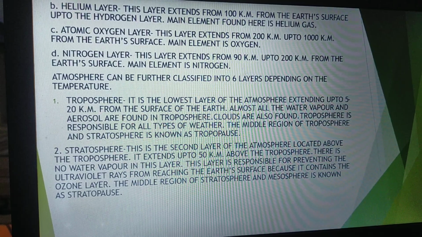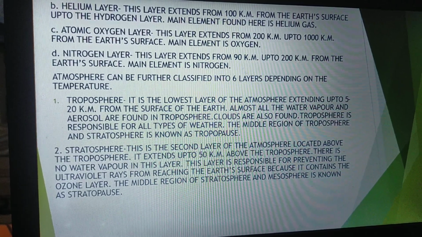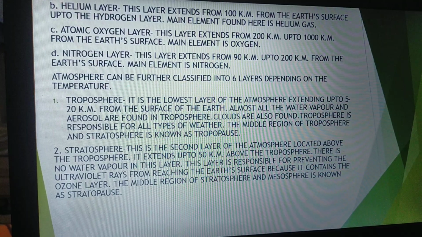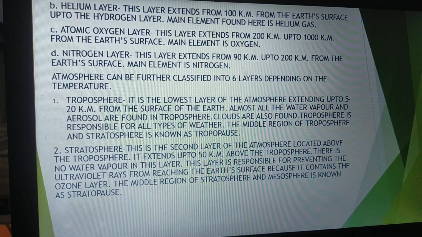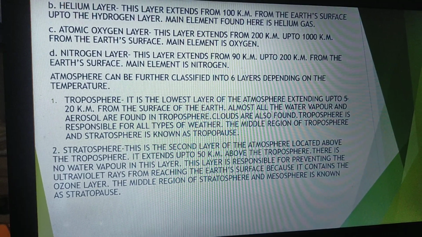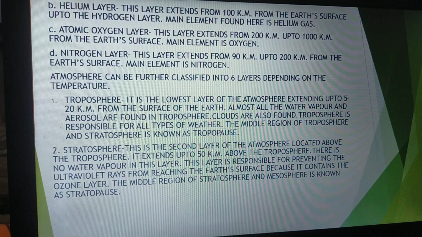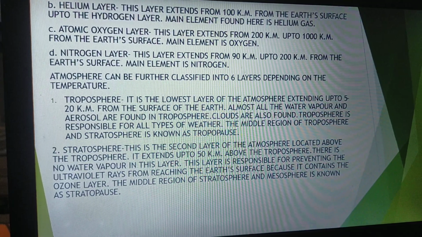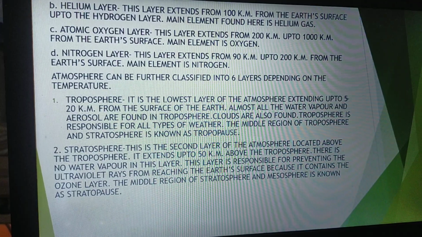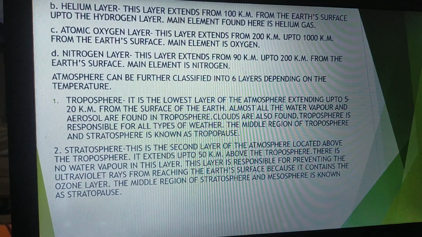The meeting point or the boundary between the troposphere and stratosphere is known as the tropopause. Now the second layer is stratosphere. It is located above the troposphere. It extends up to 50 kilometers above the troposphere.